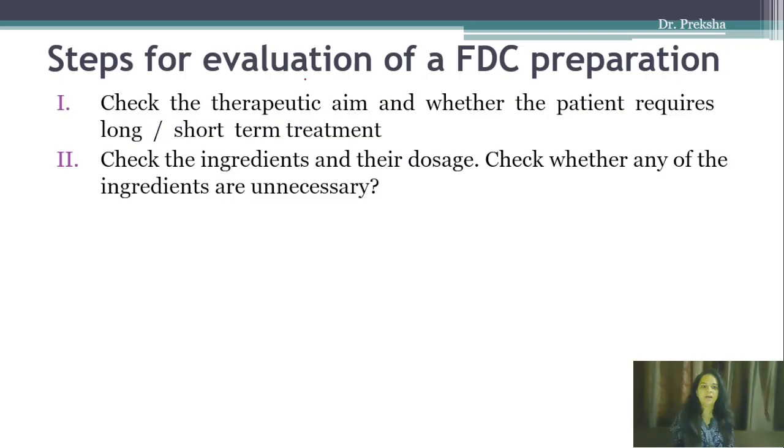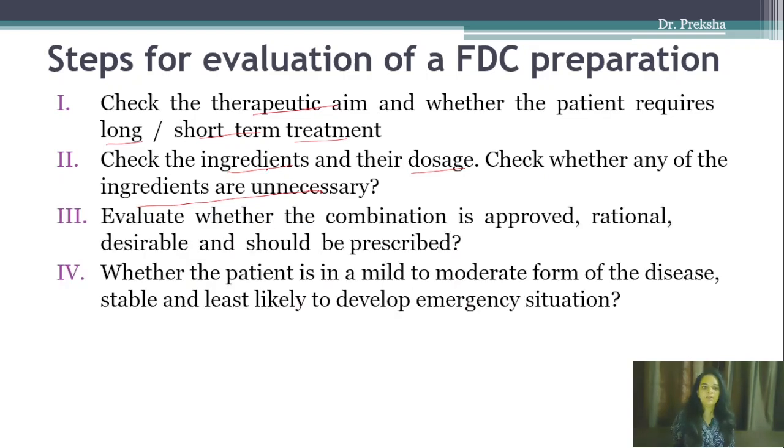First, you have to check the therapeutic aim and whether the patient requires long or short term treatment for the FDC. Second, you have to check the ingredients and their doses. Check whether any of the ingredients are unnecessary to the patient and you are prescribing it in the form of the FDC or not. Third, you have to evaluate whether the combination is approved, rational, desirable and it should be prescribed to this patient or not.